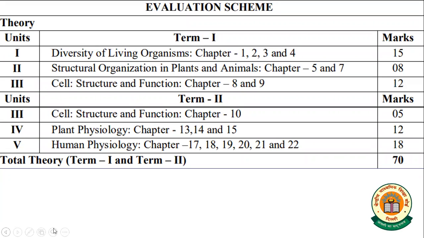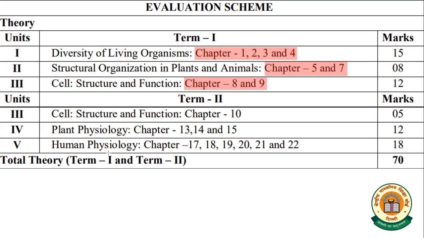This is as per the valuation scheme of CBSE. Term one is comprised of three units, that is diversity of living organisms, structural organization in plants and animals, and cell structure and function. In the very first unit, diversity in living organisms, the chapters that you must cover are chapter 1, 2, 3, and 4. In structural organization of flowering plants, the chapters that you must cover are chapter 5 and 7. Cell structure and function, what you have to cover is chapter 8 and 9.